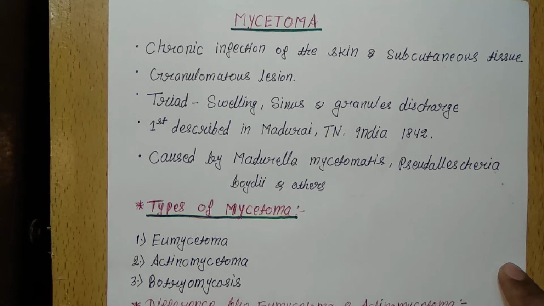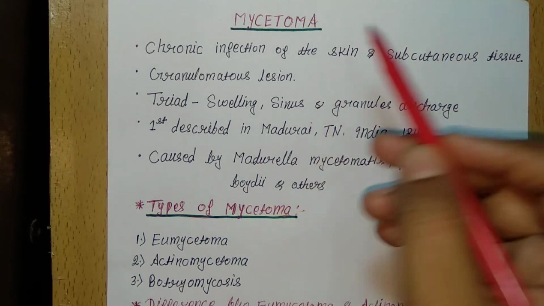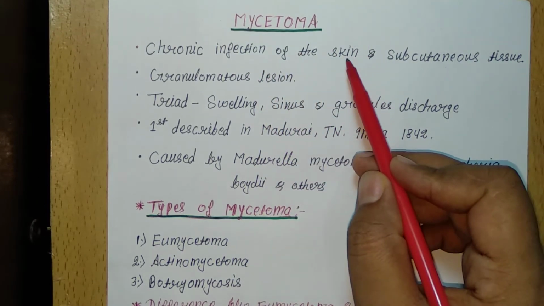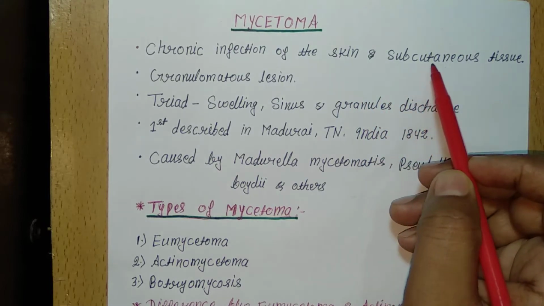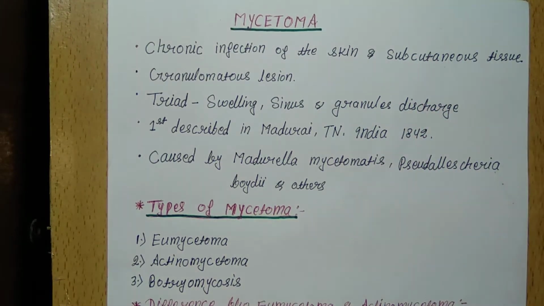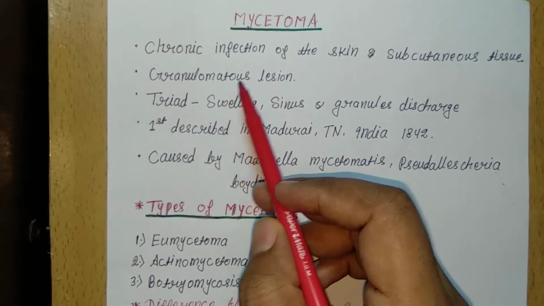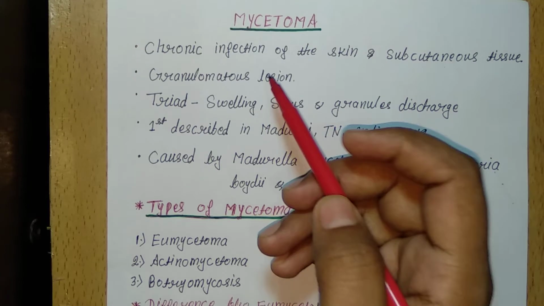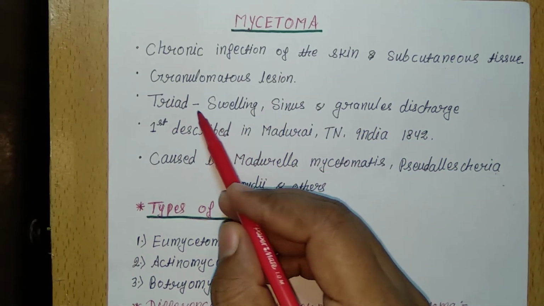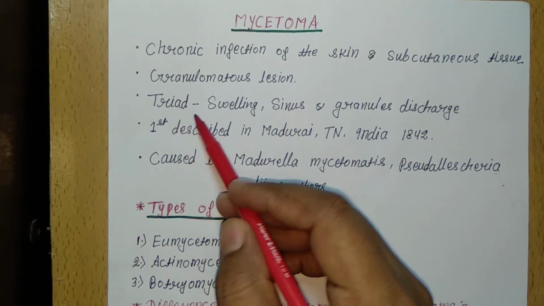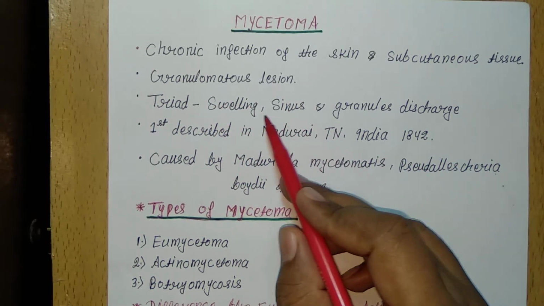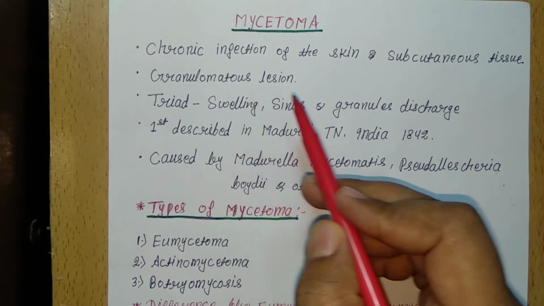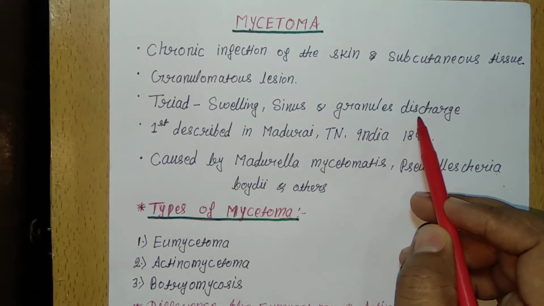First, mycetoma. Mycetoma is a chronic fungal infection that mostly occurs in our skin and subcutaneous tissue, and in mycetoma a granulomatous lesion occurs. Mycetoma is characterized by a triad, meaning a group of three signs and symptoms: swelling, sinus, and granule discharge.